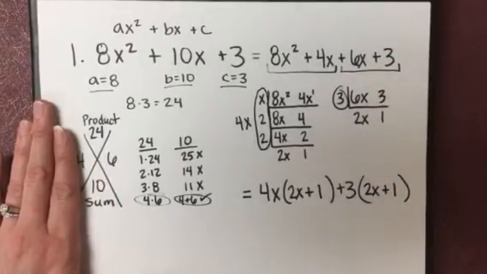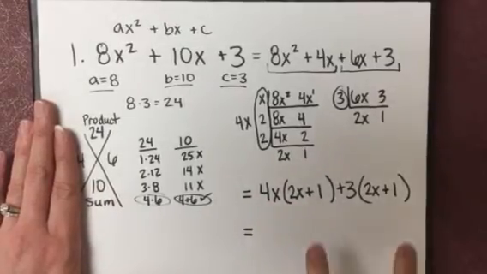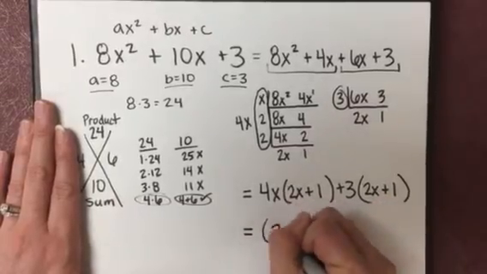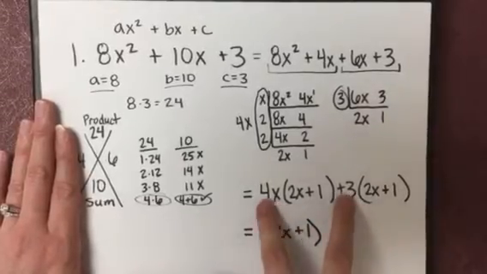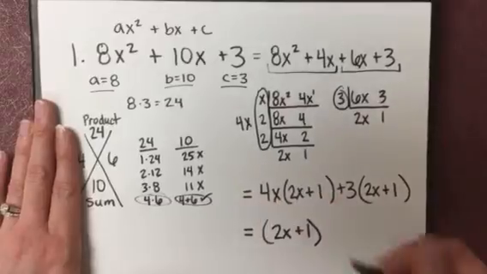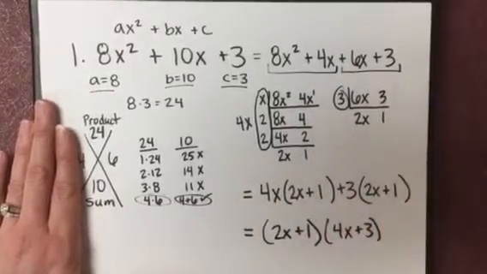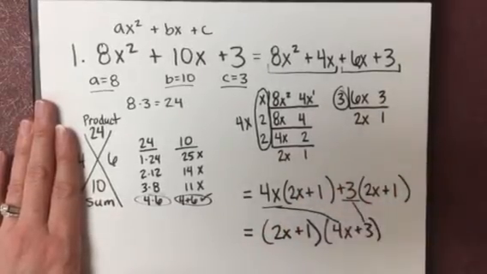You will need to write your final answers as 2 sets of parentheses. Some people think about this as factoring out the common factor of 2x plus 1. That will be 1 set of parentheses. The other set of parentheses will be your leftovers, this 4x plus 3. So the 4x plus 3 come together and make a parentheses, and the 2x plus 1 is 1 parentheses. That is your final answer.